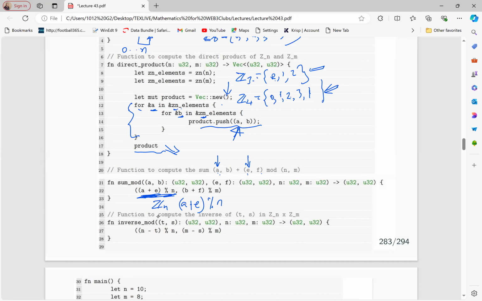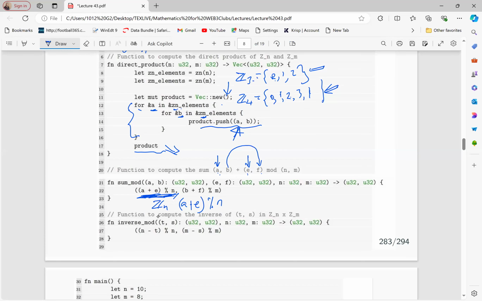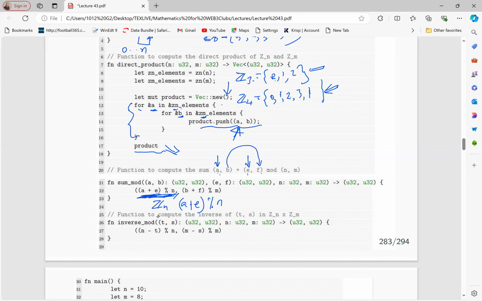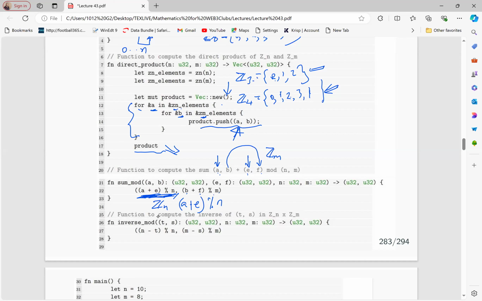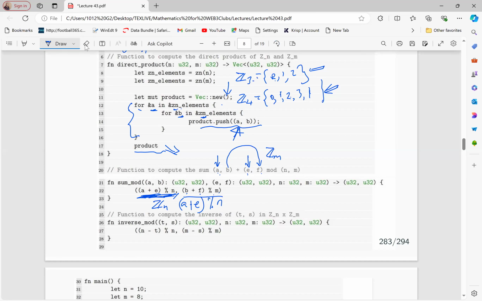Then there's a comma, because this is the first element. For the second element, you take the elements from the other group, B and F. They're coming from Zm. So add those two, divide by M, and write the remainder. That's what is happening at that point. So you're just doing what we've been doing.